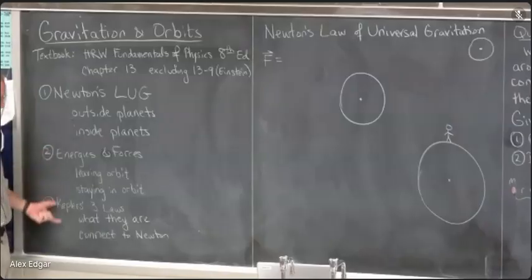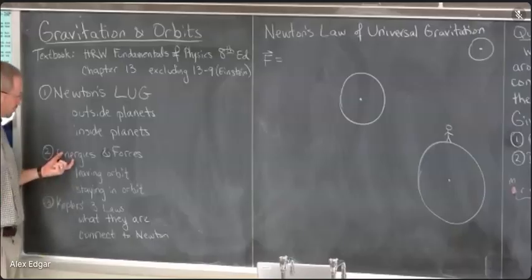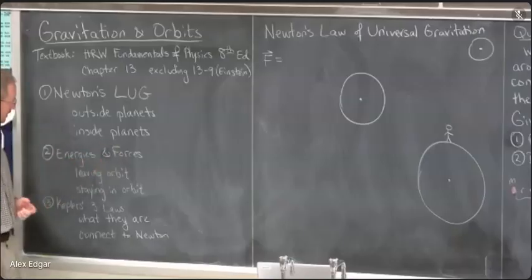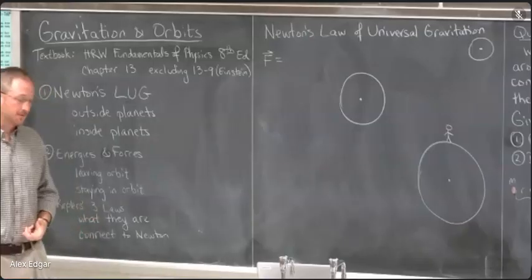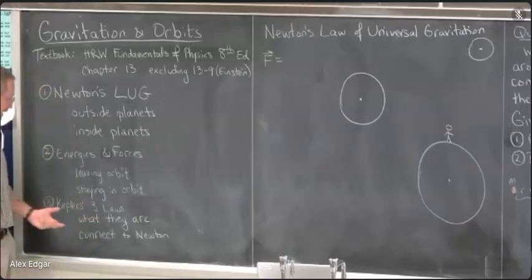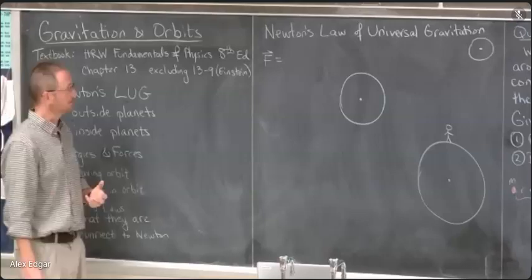The second 2/3 of this chapter is focused on orbits, the energies in orbit, and the forces on objects in orbit, as well as leaving orbit. And then Kepler's 3 laws of planetary motion: what those 3 laws are, where they came from, how he obtained them, and how these 3 laws connect back to Newton's law of universal gravitation.